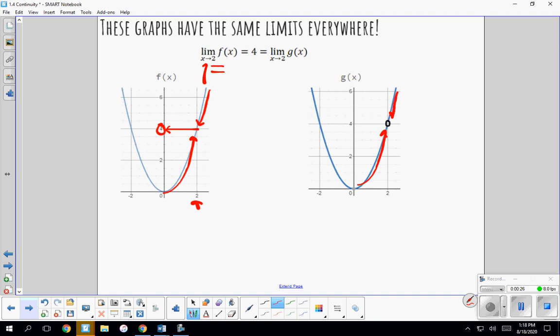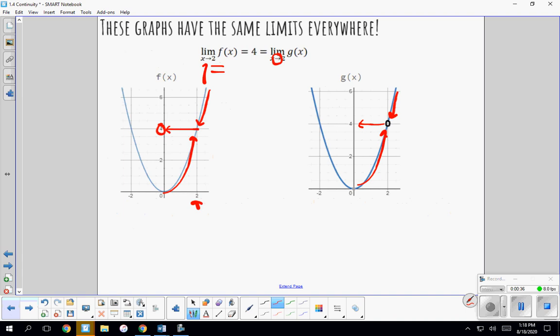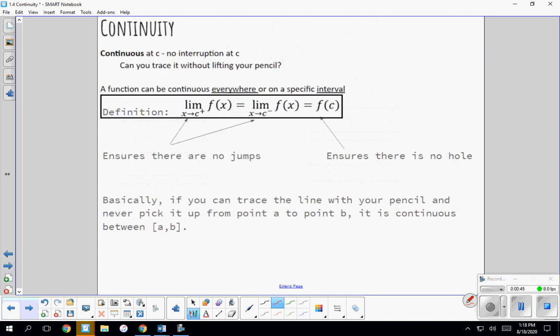Also here, even though it's not defined at 2, we're not trying to get to 2, we're trying to approach 2. So we still have a y value of 4. However, even though they have the same limits, they are not both continuous. So continuity and limits are different. Continuity just means we don't want there to be any interruption, any break, any hole in our graph. We want to be able to trace it without lifting our pencil.